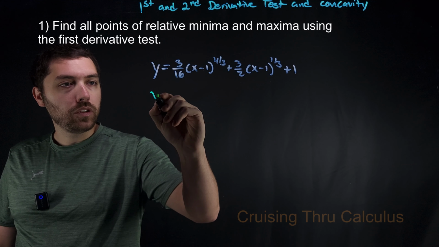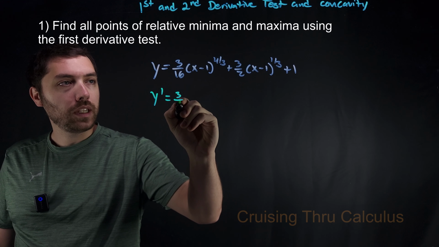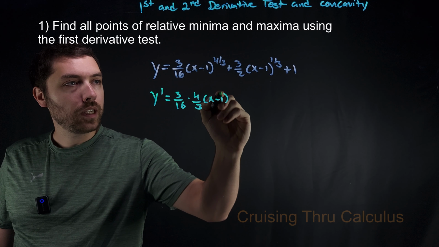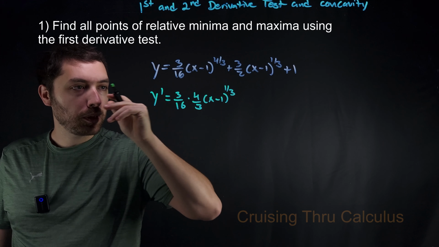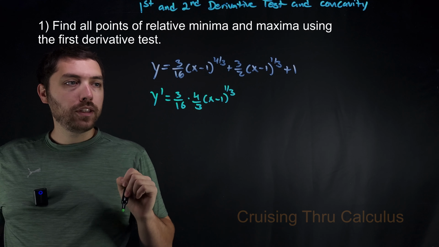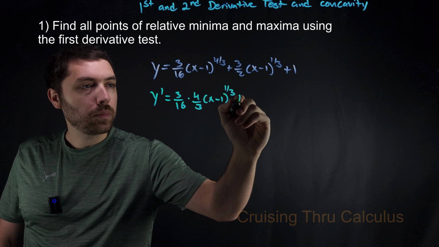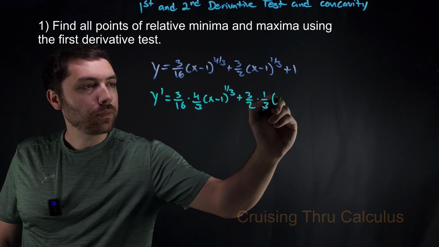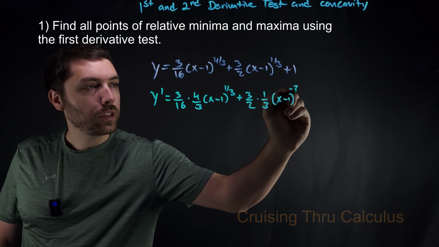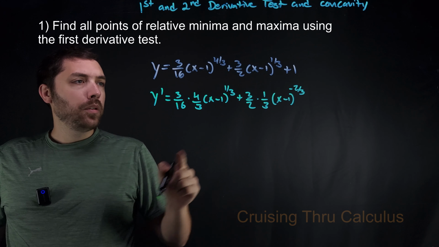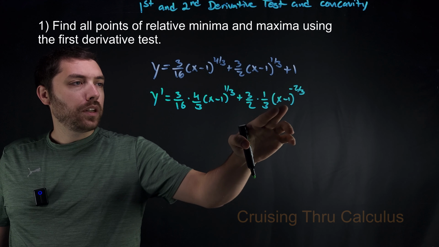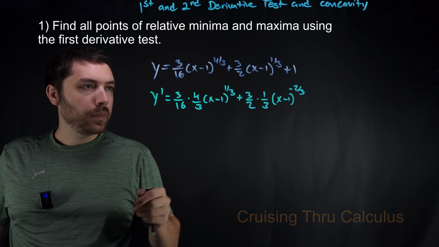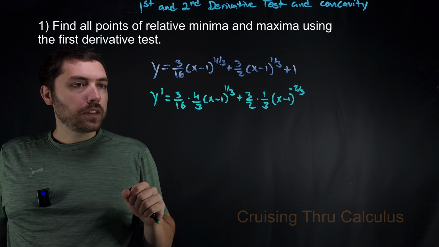Looks like we're going to need to use the chain rule here. So we're going to take that 4/3 and bring it down. Keep the inside the same, subtract 1 from the exponent. I do have to multiply by the derivative of the inside, but that's just going to be 1, and multiplying by 1 isn't going to change anything. Over here, we're going to do the same thing. Bring down the exponent, leave the inside alone, subtract 1, multiply by the derivative of the inside, which again is 1, and then the derivative of a constant is 0.